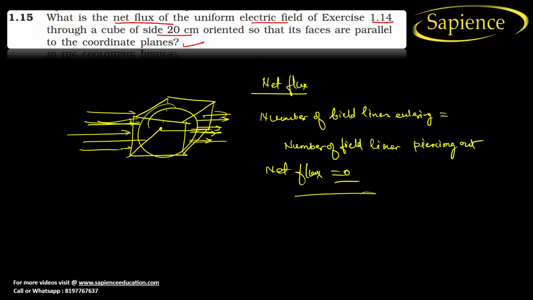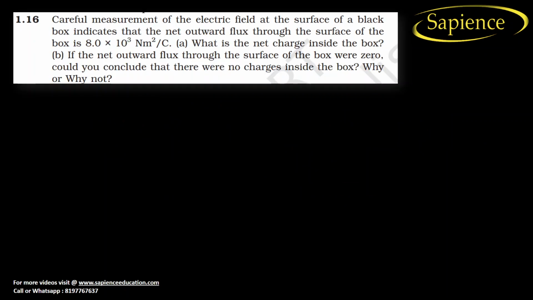So let's go for the next question again. Yeah, question number 1.6. You should read this question carefully. Careful measurement of the electric field at the surface of a black box indicates that the net outward flux through the surface of the box is 8 into 10 to the power 3 Newton meter square per Coulomb. What is the net charge inside the box?